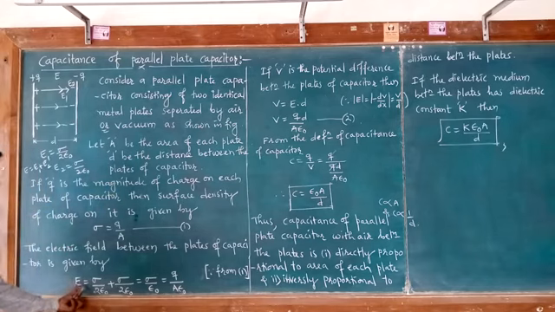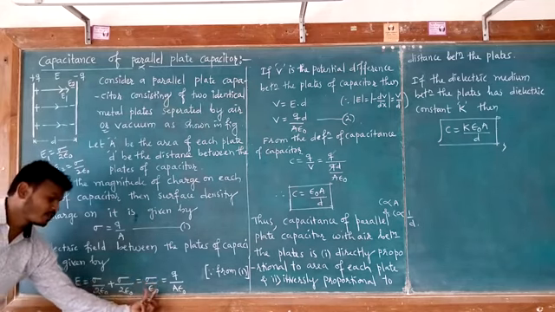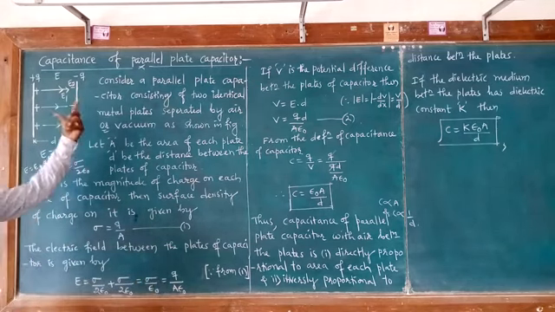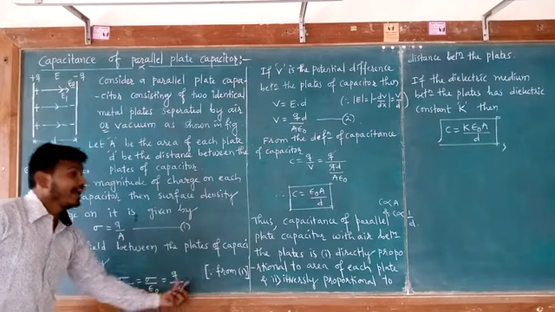See, the total electric field intensity in between the plates of the capacitor is sigma by epsilon naught, where sigma is what? From the above equation, that is Q by A. Therefore, E is equal to Q divided by A epsilon naught.